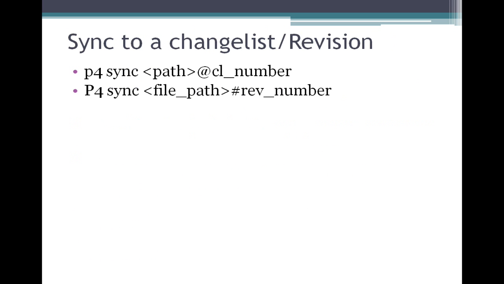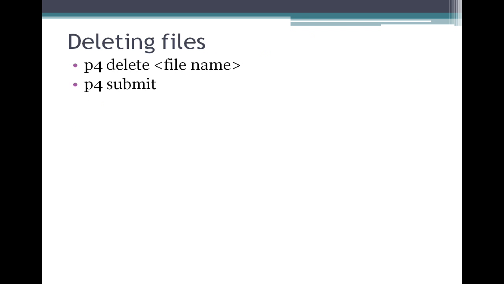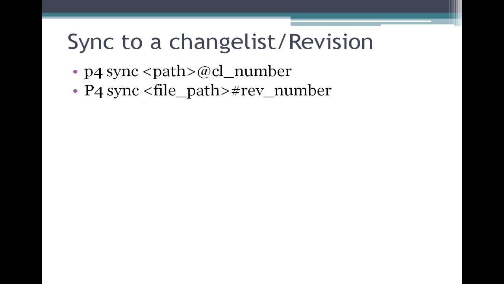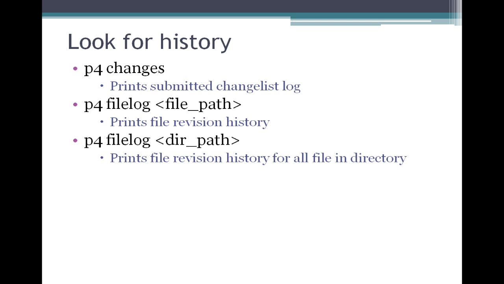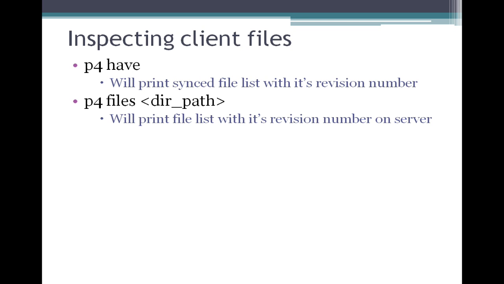So today we looked at how to delete a file, how to sync to a particular change list or revision, and how to look for history, both from the command prompt as well as the GUI. Then inspecting the client files. It is very easy from the GUI tool. But otherwise, from the command prompt, you have the P4 have and P4 files commands to look at the history or the state. What is the state on the server? What is the state on the client?